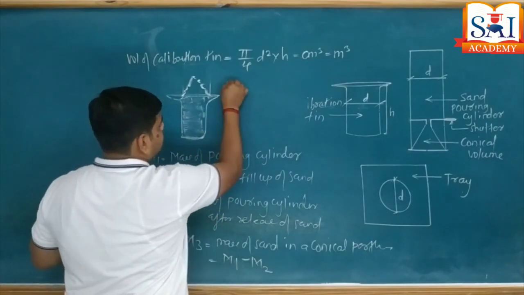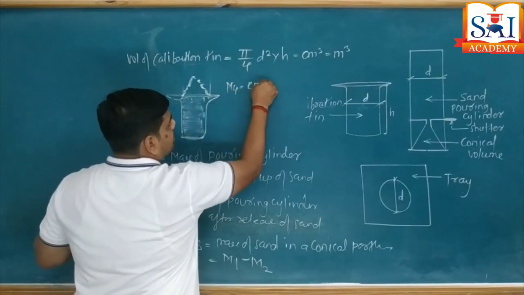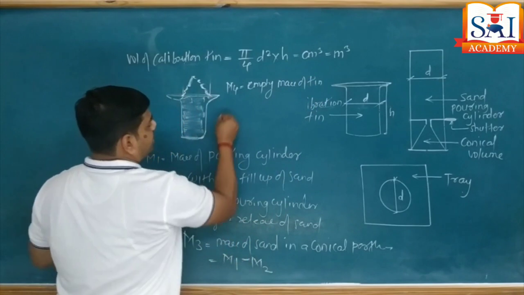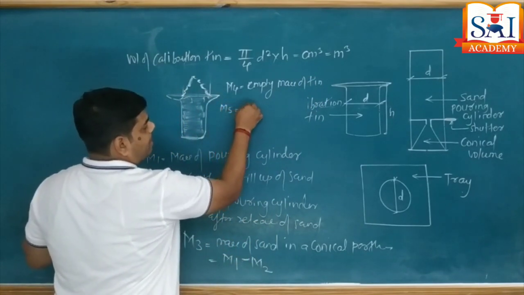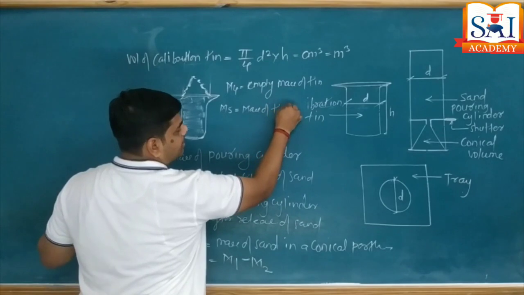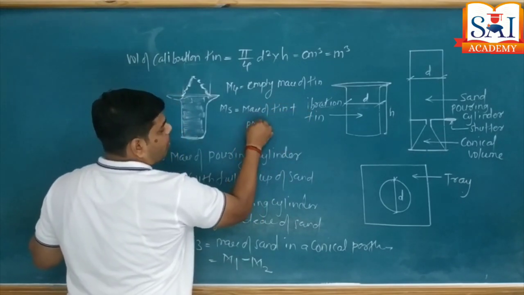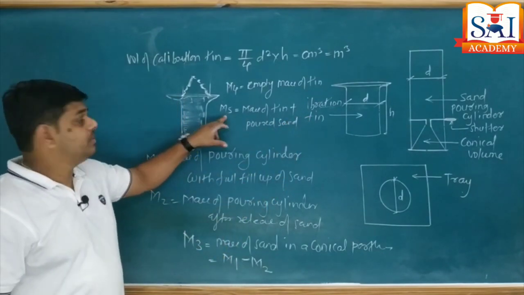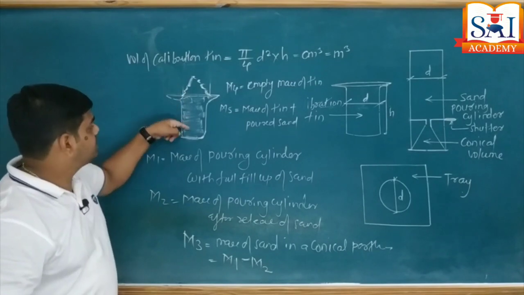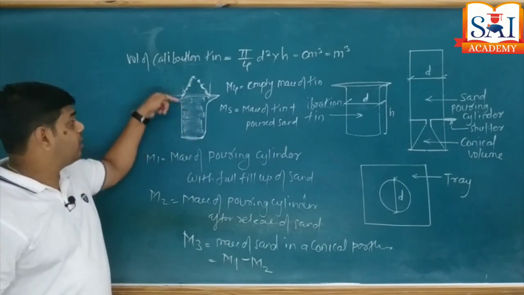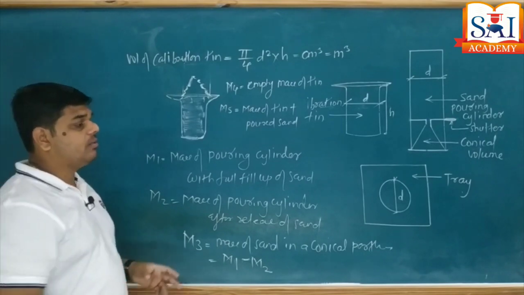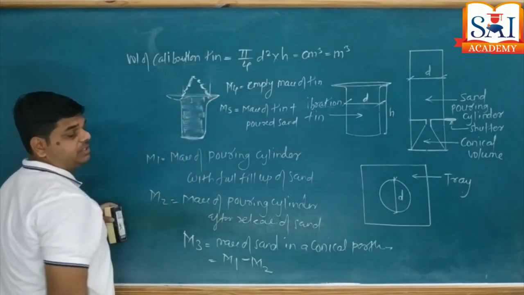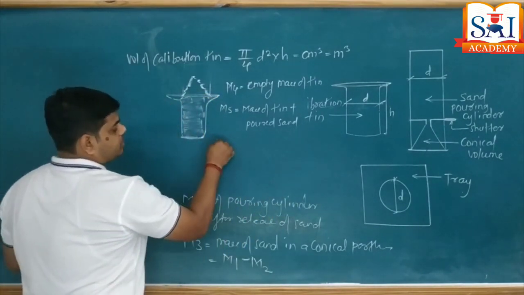So I will do this. M4 is equal to the empty mass of the calibration tin. Then I will take M5, the mass of tin plus poured sand. Okay, M5 represents what? The mass of this calibration tin plus the sand filled inside the calibration tin along with the conical portion. Now I want the mass of sand inside the calibration tin. So for that I will do M6.